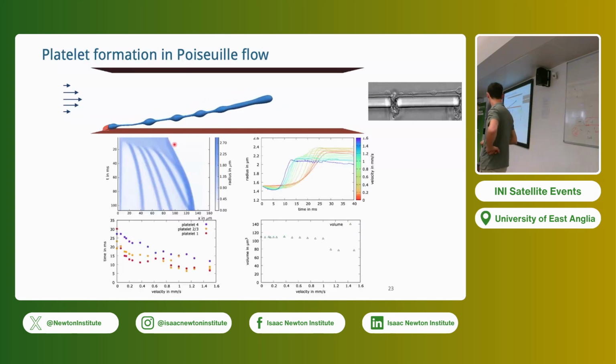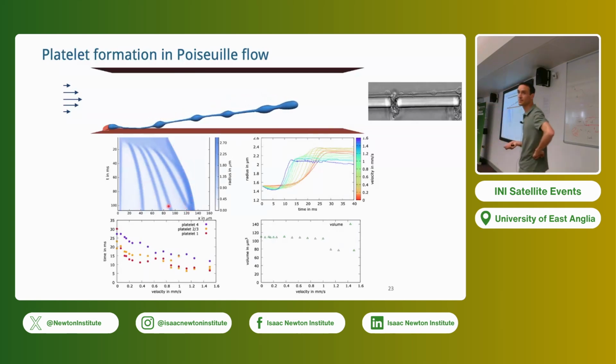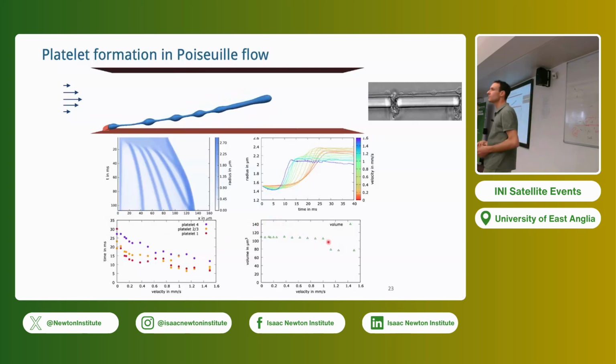And we also check the other quantities. In the Poiseuille flow, we get merging, so we get double-sized pre-platelets. We get acceleration by flow. This is zero velocity, then the velocity increases, so it becomes steeper. Here the formation time goes down. The volume is constant except for this jump here at very high velocities, but roughly conserved.